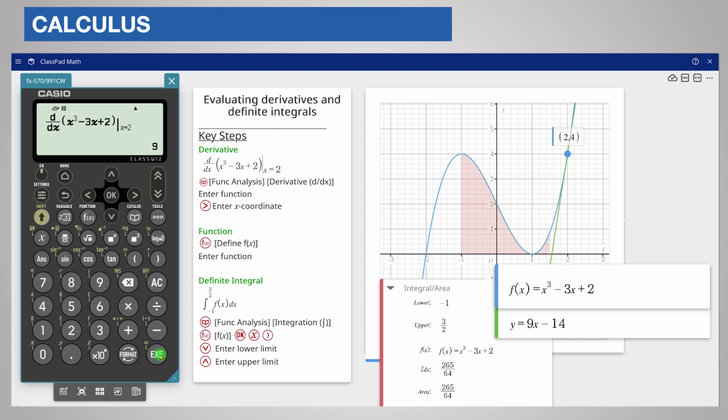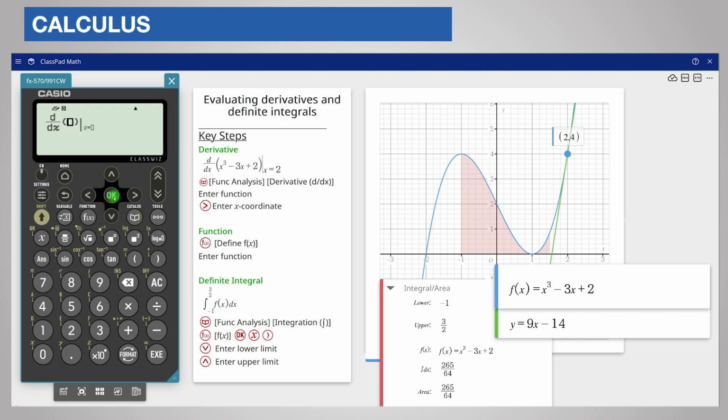You can also enter the function in memory. Press the Function key and choose Define f of x. I have already input the function. Press OK when it is complete. To evaluate the derivative of f of x, choose Derivative from the catalogue in the same way as before.